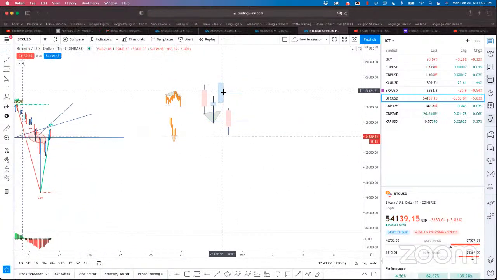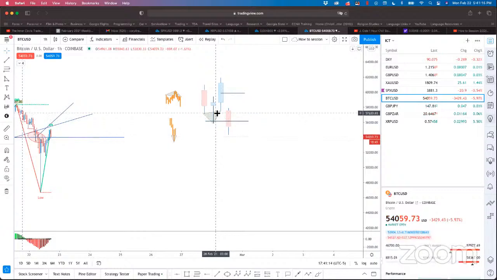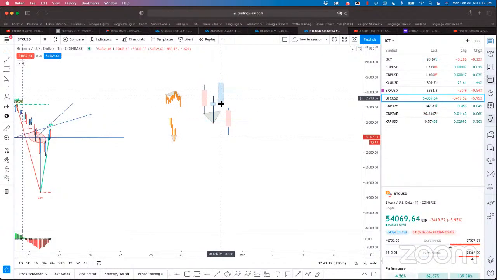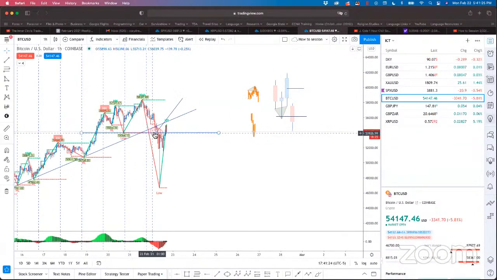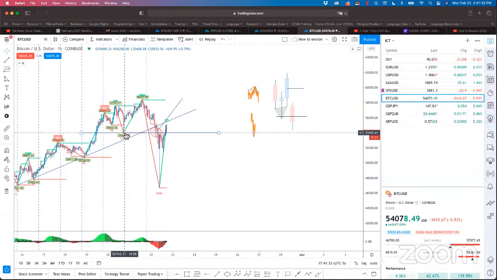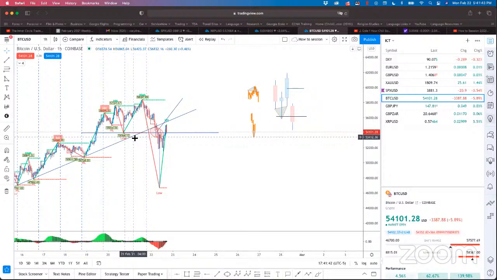This is to me the safest entry, because you could have got in down here, but if it's not clear that it's ready to go and you're not at a key level, like when you got a situation like this, it's called a liquidity run. This low is a relevant low right here, and you know it's a relevant low because it's at an even number, 54000. That's an important number.